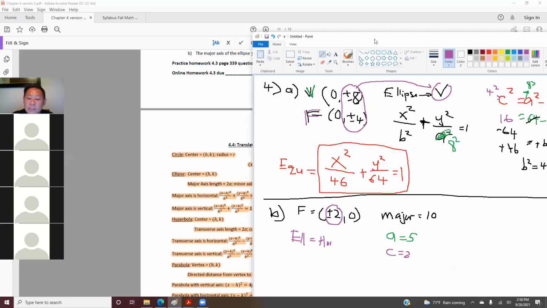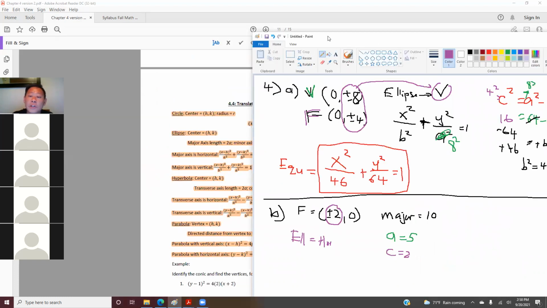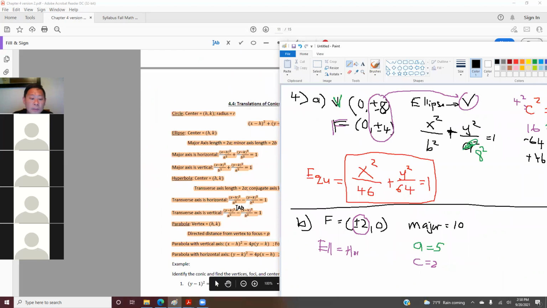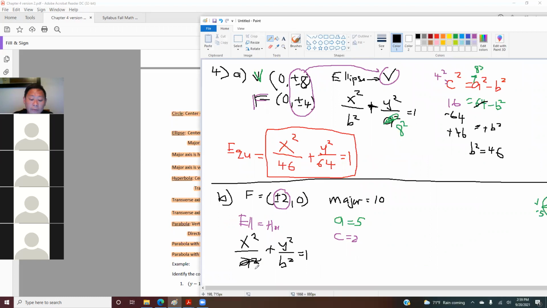Since it's horizontal, the equation that we're going to use is the first one here. Again, your h, k is 0, 0. So it's going to be x squared over a squared, because it's horizontal, plus y squared over b squared equals 1. We know a is 5, so this is 25 because 5 squared is 25. We do not know b squared.